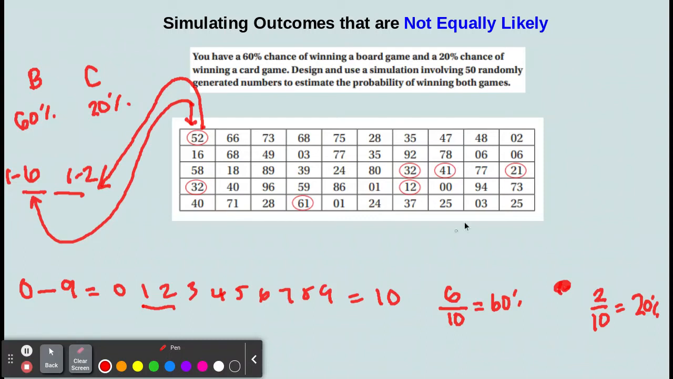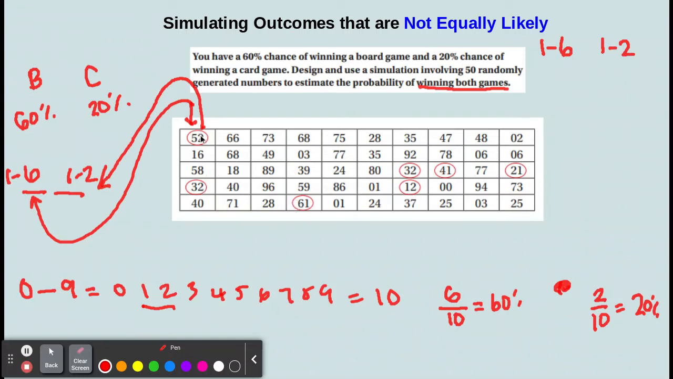Now we need to know if we want to win both games. To win both games, the first digit must be a 1 through a 6, and the second digit must be a 1 or a 2. Okay, so let's look. Here's 1. I think they circled all of them for us, right?